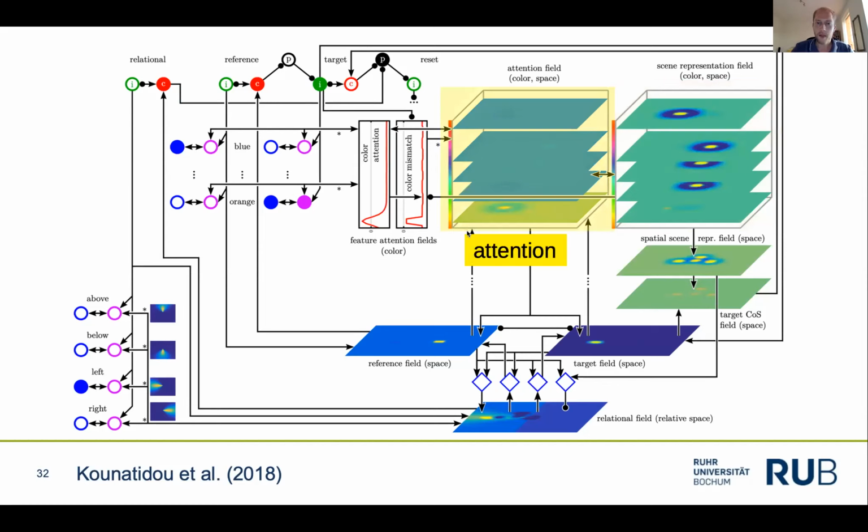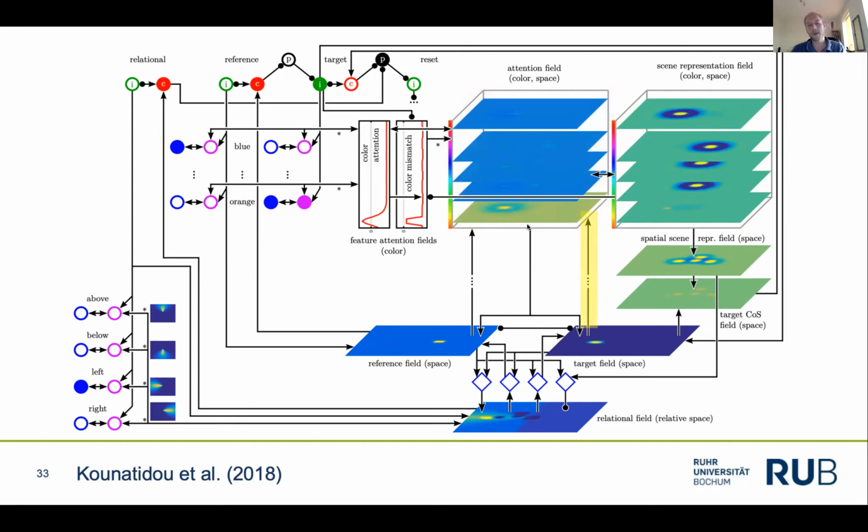We have an attention field, which is essentially identical to the color space field from the previous model, in that it allows to search for objects in the scene representation. So it receives input from the scene representation, and through the same color search mechanism allows to search in there.